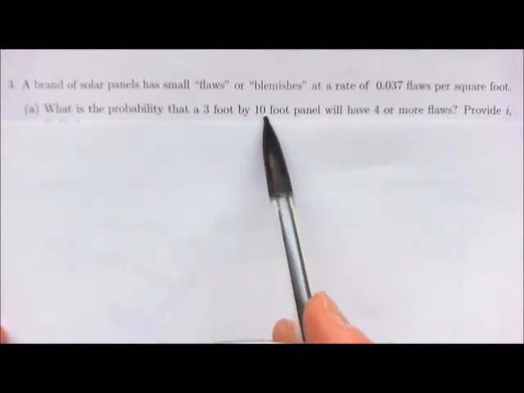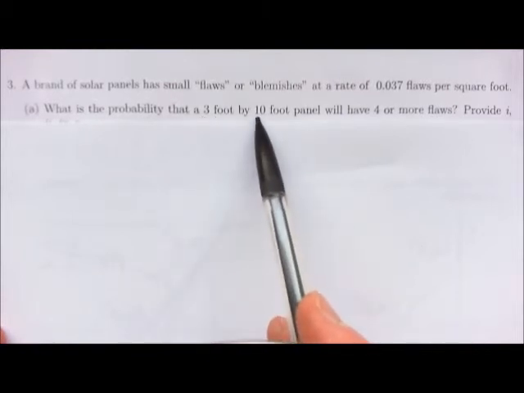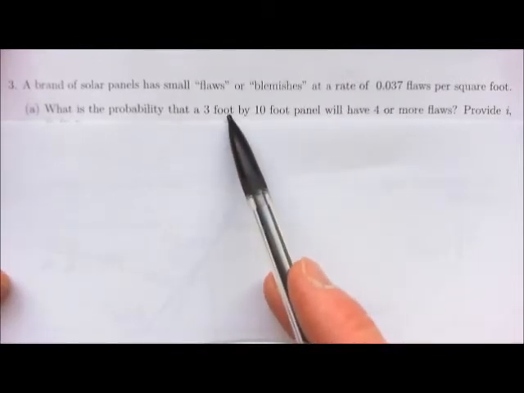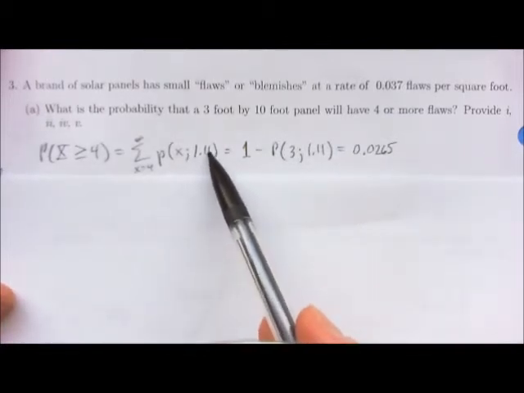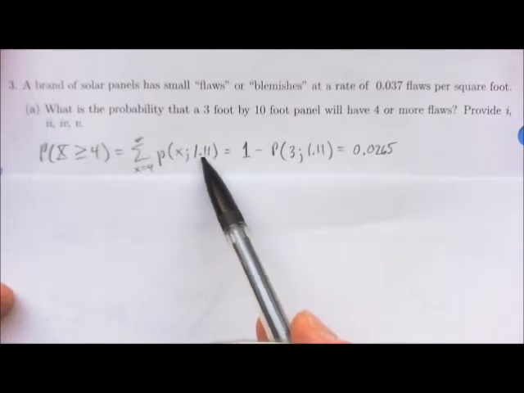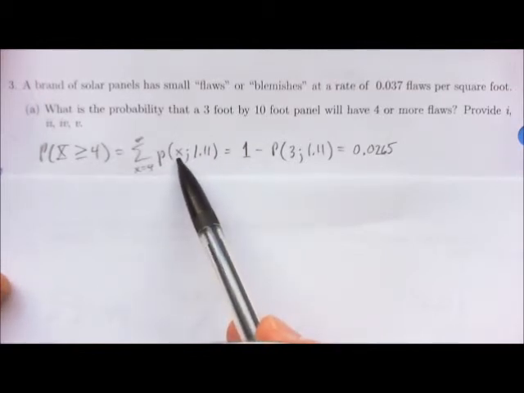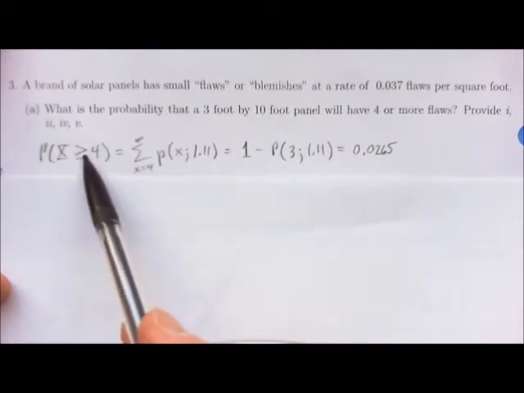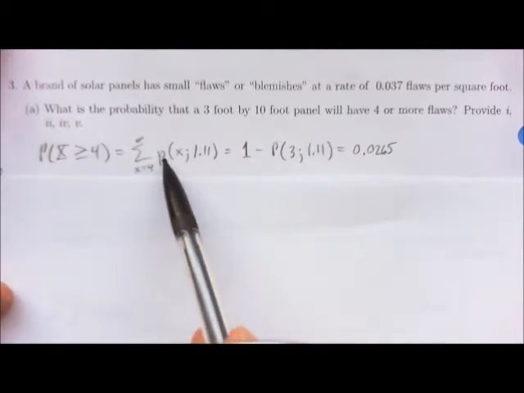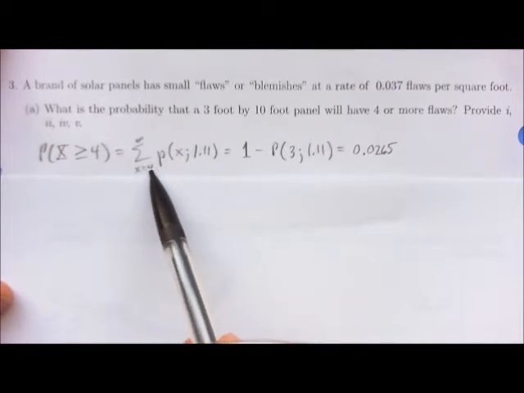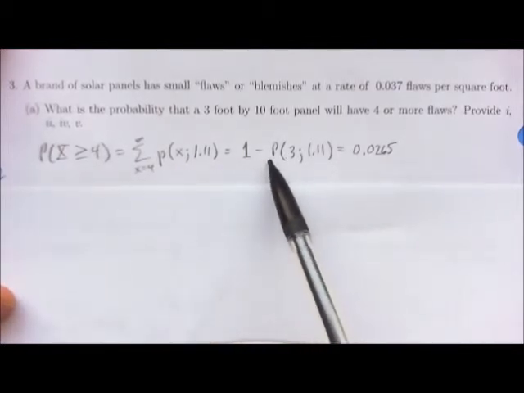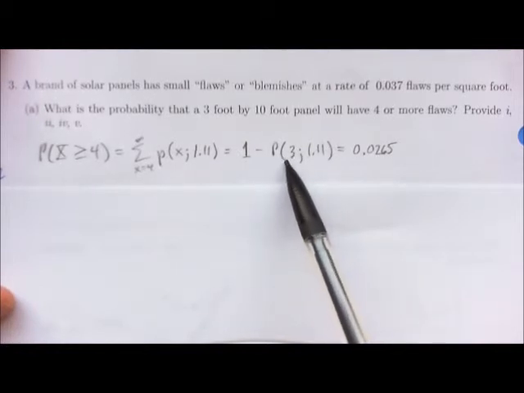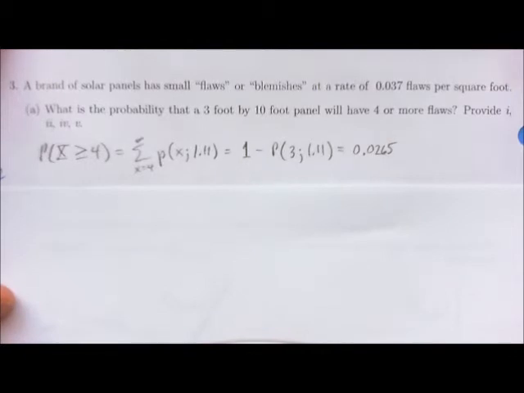This is our lambda, 0.037. The T is the area that we're looking at, so we're looking at a 3 foot by 10 foot, or a 30 square foot area. And so if we take lambda times T, 30 square feet by 0.037, we get 1.11. So here's our lambda T portion, that's our parameter part. Here's our number of flaws. We're looking for the probability of getting 4 or more flaws, so we would have to sum this. It's a discrete distribution. Sum it from 4 up to infinity, or take 1 minus the cumulative distribution evaluated at 3, and we get 0.0265.